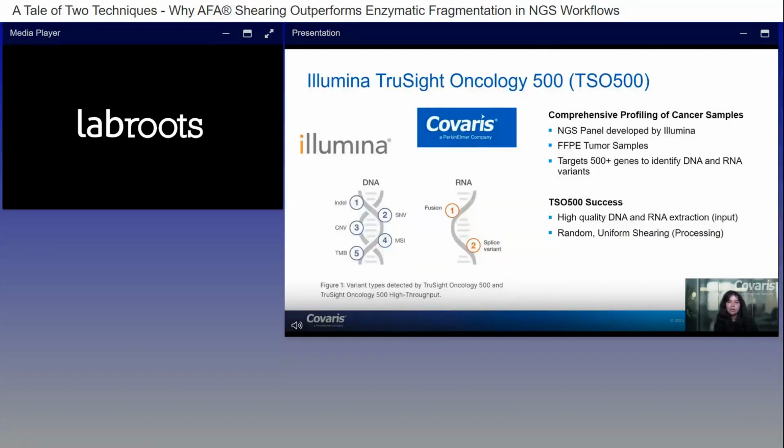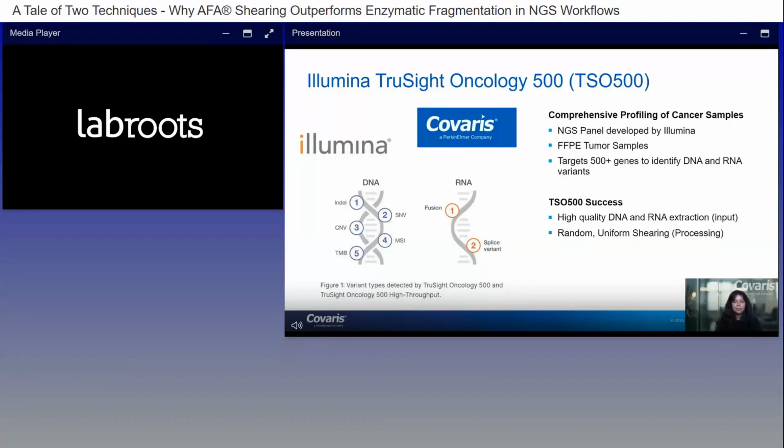And I'd like to start by talking about TruSight Oncology 500, or TSO 500. So this is an NGS panel developed by Illumina to provide comprehensive profiling of cancer from FFPE tumor samples. Now it targets over 500 genes to identify both DNA and RNA variants. This is a very powerful panel. It provides comprehensive data that is used to better inform patient care decisions.